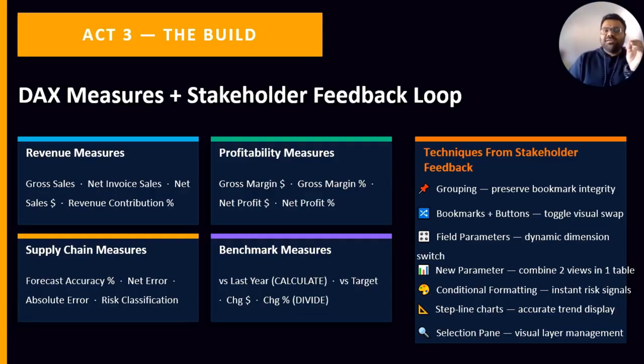The grouping technique was needed to keep bookmarks intact when visuals were moved. Field parameters came from requests to combine customers and products into a single table. Conditional formatting was added after the supply chain team asked for instant risk visibility. Each of these techniques solved a real stakeholder problem.